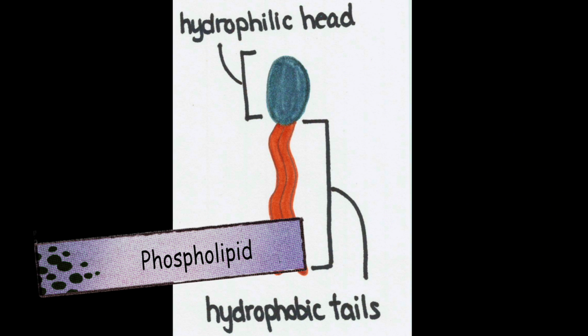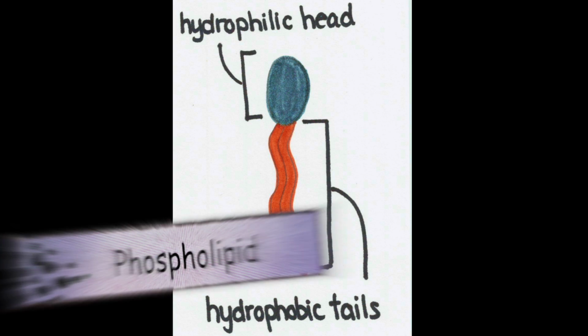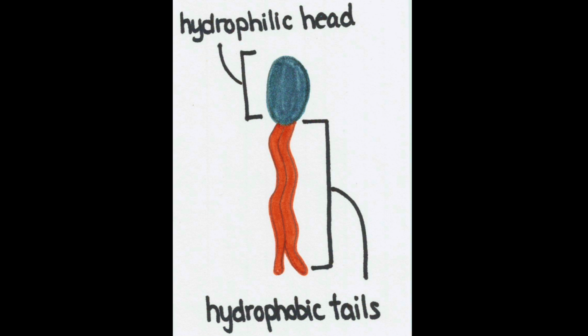The most abundant lipids in most membranes are phospholipids. A phospholipid is an amphipathic molecule, meaning it has both a hydrophilic and a hydrophobic region. As you can see in this picture, it is composed of a phosphate head that attracts water and two fatty acid tails that repel water.